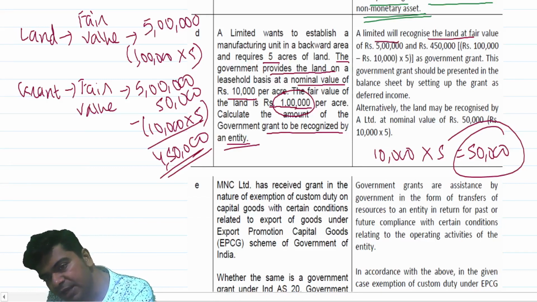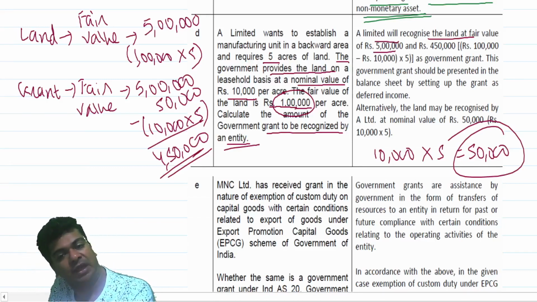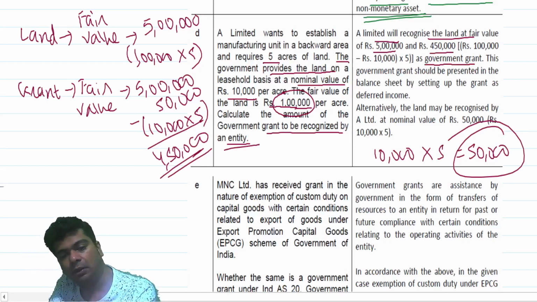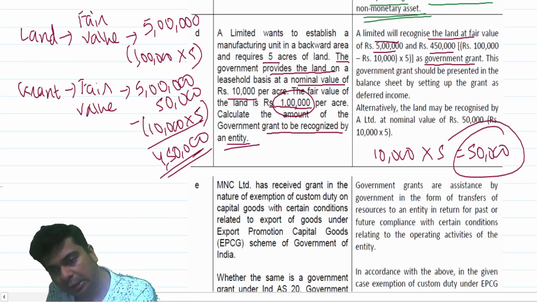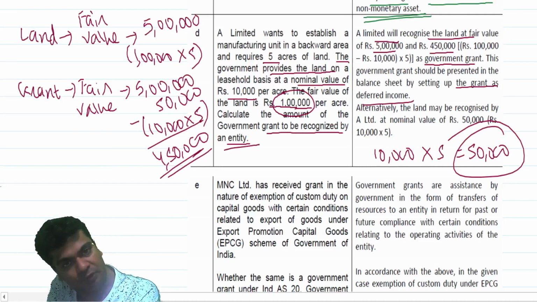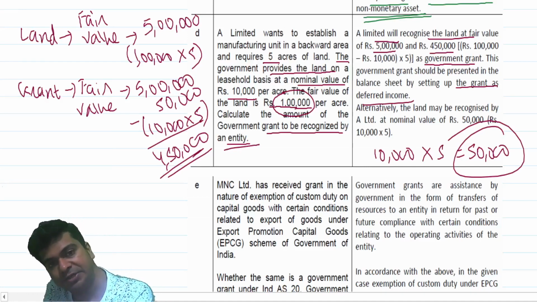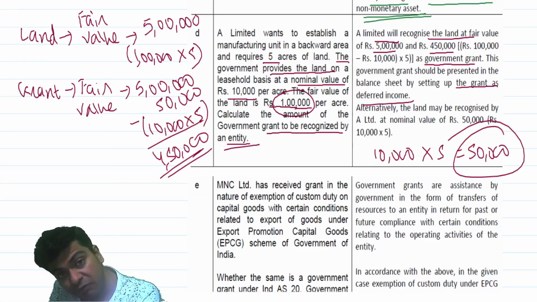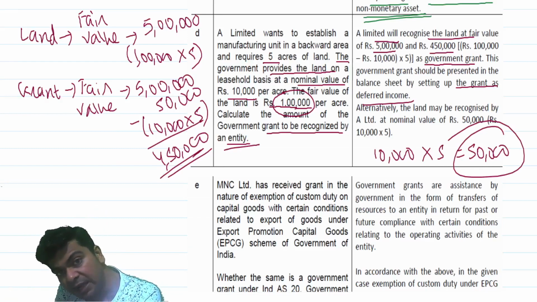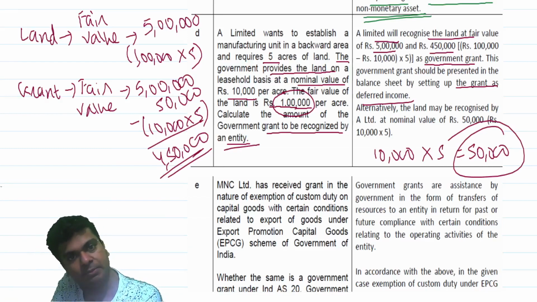A Limited will recognize the land at fair value of rupees 5 lakhs and rupees 4,50,000 as government grant. Right? I have just shown you the calculation. This government grant should be presented in the balance sheet by setting up the grant as a deferred income. They are just leaving the answer over there that it should be treated as a deferred income. But remember, from deferred income, you'll have to take transfers to the P&L. What should be the length of the period and what should be the systematic base? This has to be decided by the management.